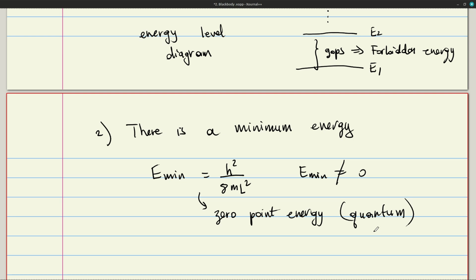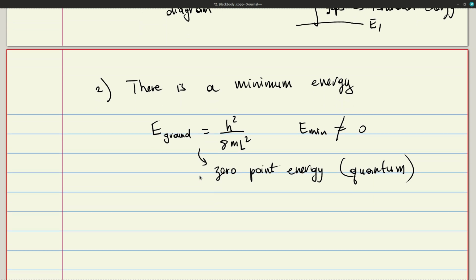Yes, this is the ground state, yes. I called it min, but thank you. Let me call it ground state. Good job. Any questions or comments?